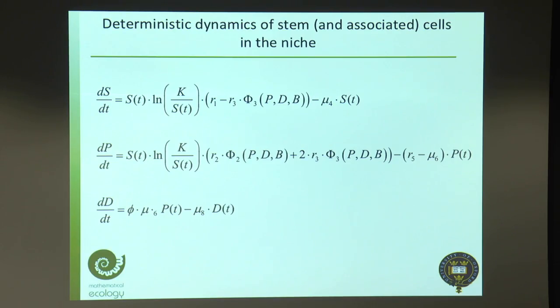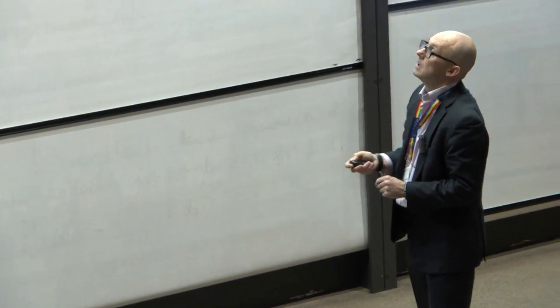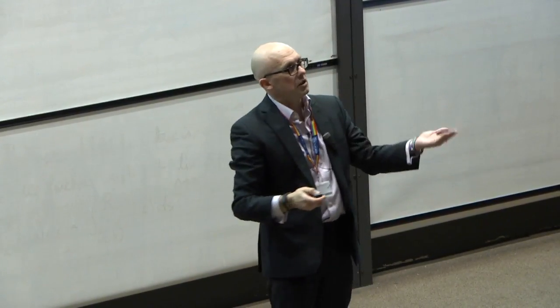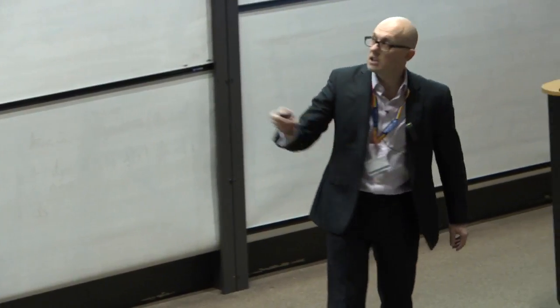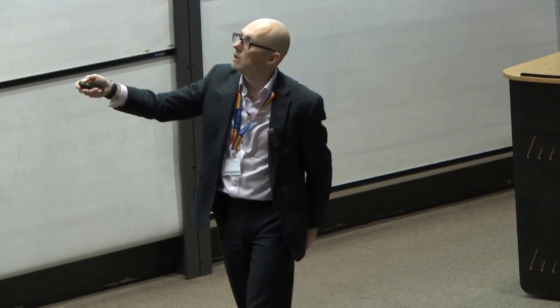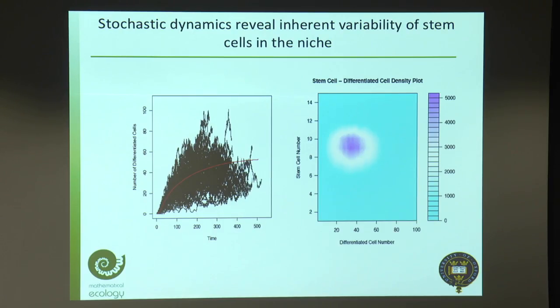But it's these 2 functions that are really critical at this functional response, at linking these dynamics, linking the individual performance to the population dynamics of the system. So if I use some numerical optimization methods, I can iterate that model. So here's the number of differentiated cells through time. The red line is the deterministic dynamic.